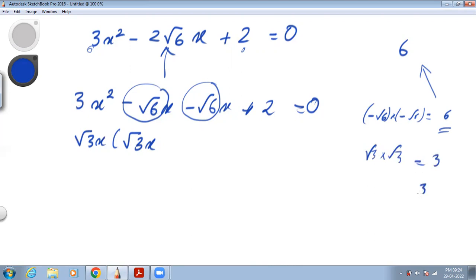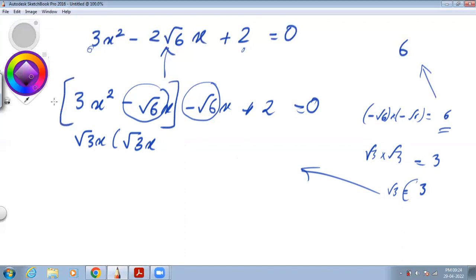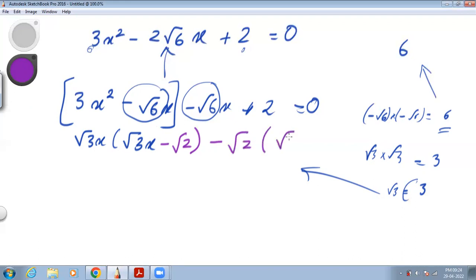If you see a prime number, don't just think that, okay, if there's a prime number, then I cannot take anything common out from there. You can take root 3 out from it. Then this is how the equation will look. So if I take root 3x out from these two values, what do we get? We get root 3x minus root 6. From root 6, if you take root 3 out, root 2 is left. Similarly here, you need to take root 2 out. Then you are left with root 3x minus root 2 equals 0.